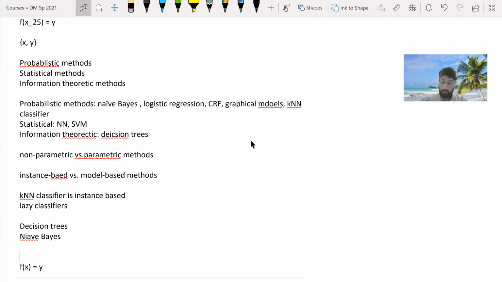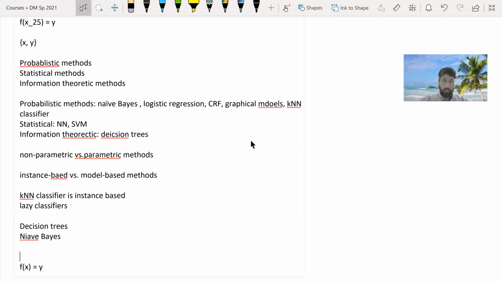So we have about 10-15 minutes, so let's get started. As I said, decision trees are information theoretic classifiers, and they build a structure. The model is actually a structure which is a tree, as the name suggests, decision tree. And once that tree is built, you can then use it to make future predictions.